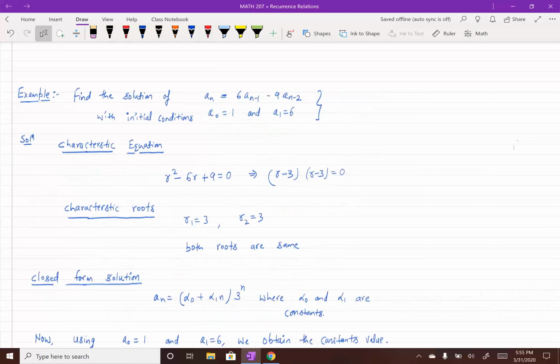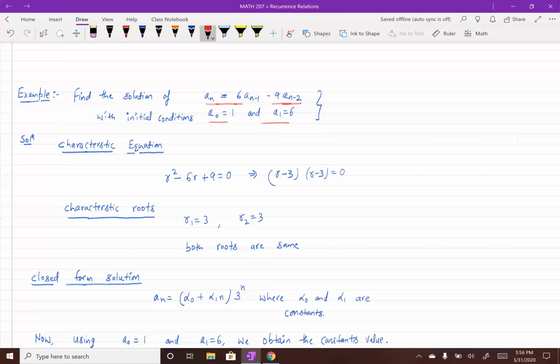Okay, so once we have this theorem, which is applicable for solving a recurrence relation when the characteristic roots are not distinct, we can see some examples and how to apply it. Our first example is to find the closed form solution of the following recurrence relation, which has two initial conditions. The recurrence relation is of degree 2, a linear homogeneous recurrence relation with constant coefficients.